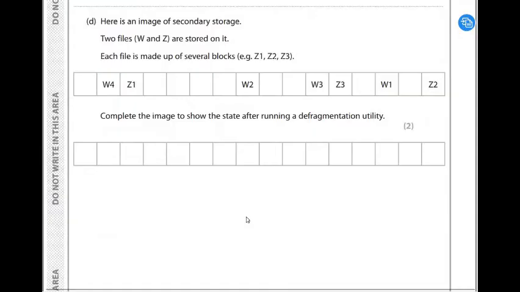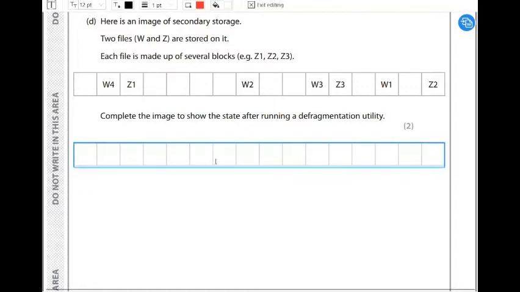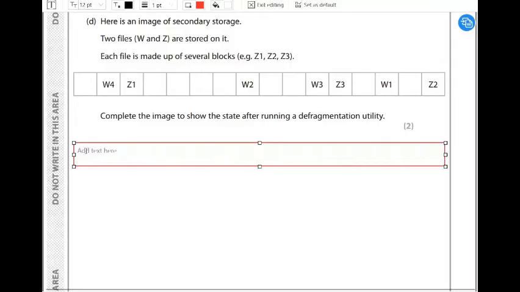Here is an image of secondary storage. So you've got 2 files, W and Z, stored on it. Each file is made of several blocks like Z1, Z2, Z3. What we need to do is complete the image to show the state after running a defragmentation utility. So let's say I've got these squares. So an example you could have: all the blocks in each file will be in a numeric sequence, one after the other.